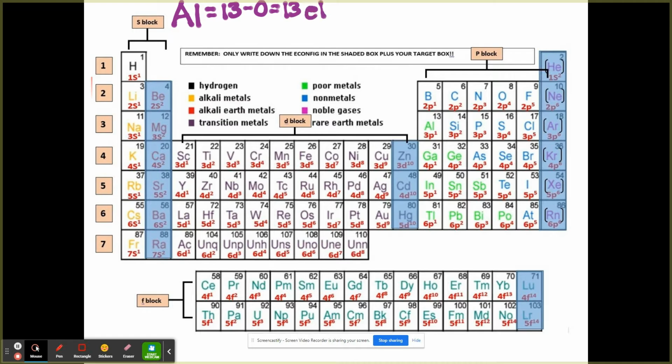Okay, so again, if you don't have a charge, it's going to be exactly the same box as is on this table right here. So that means our goal, our target, we have 13 electrons, is box number 13. And where is that? It's right here. Okay, so now again, we have to write down everything starting from box 1 all the way to 13. But again, we only have to write down those in the shaded boxes plus our target box.